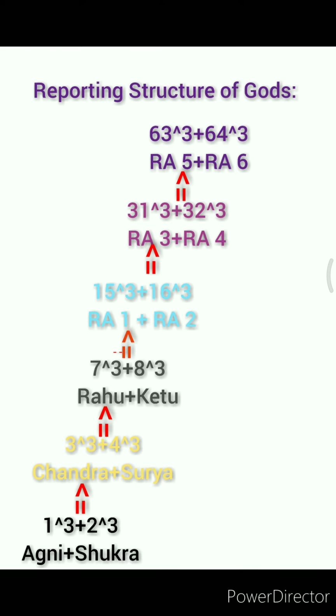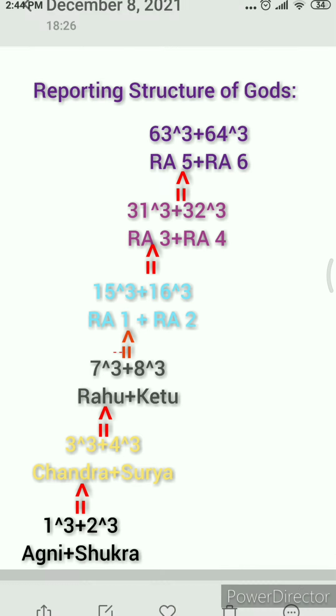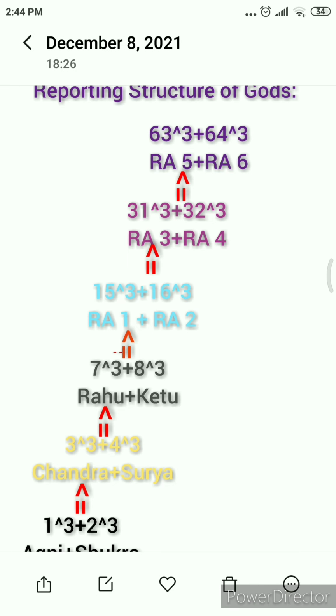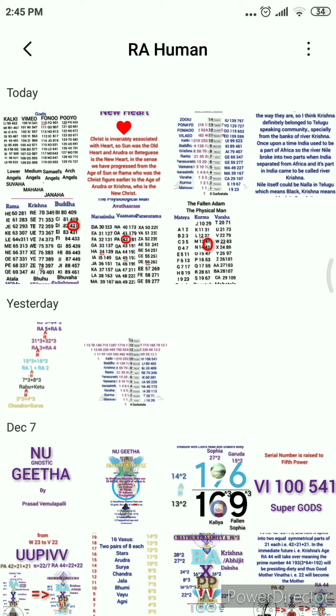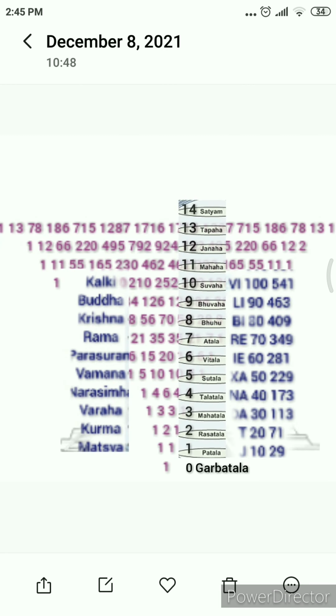So it goes on. This is basically a spiraling structure. It spirals upwards. So this would be the hierarchy or reporting structure of gods. So then again, one more thing.